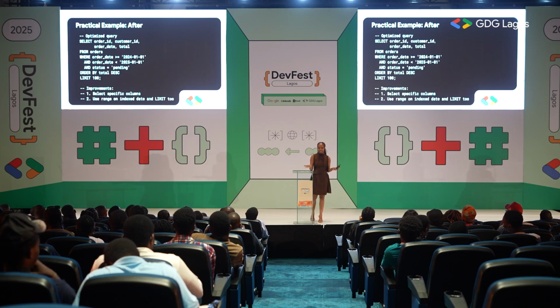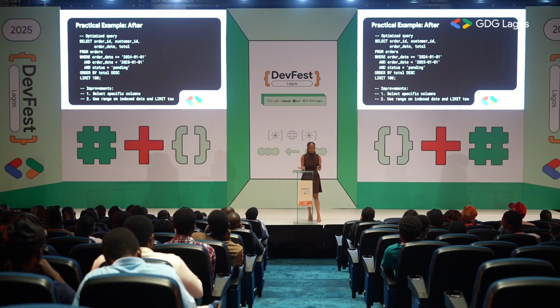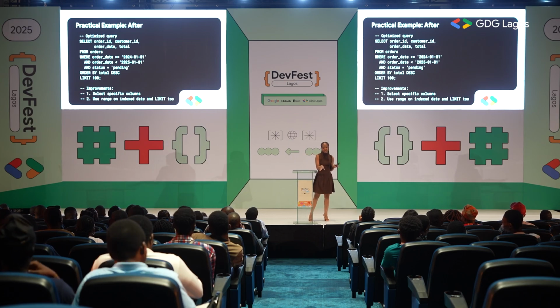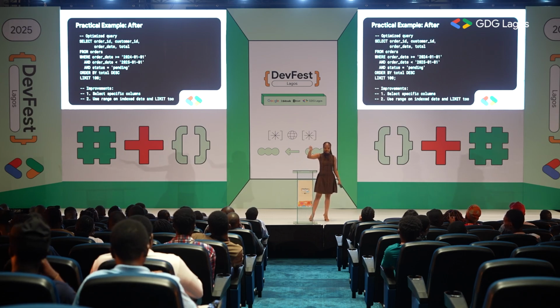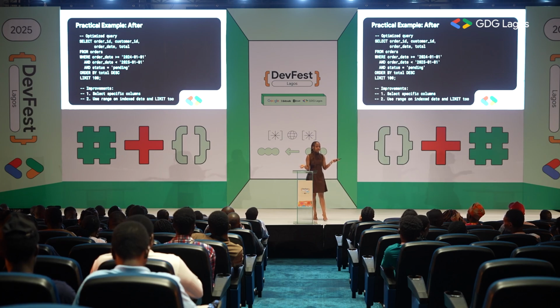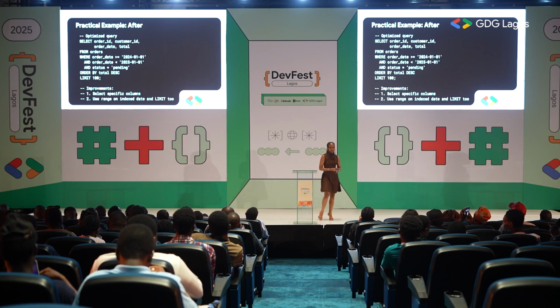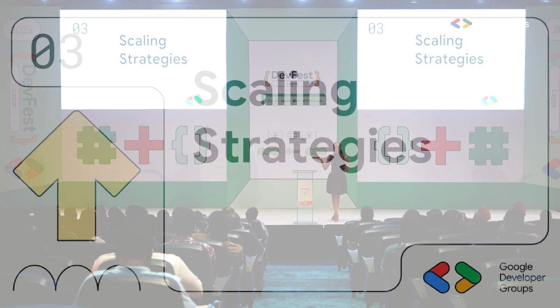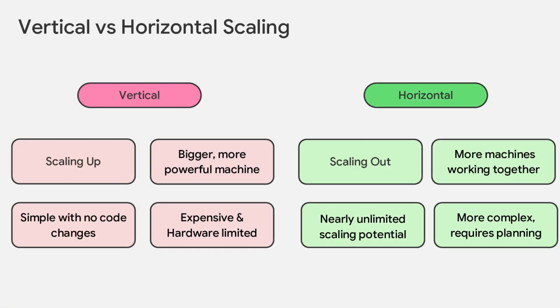Anyways, the optimized version: select specific columns, use range on index date, the way it is there. And limit, to your users you don't need to load all 5,000 at once. Show them the first 100, you're good. Then you can fetch the next page. So, scaling strategies, right?